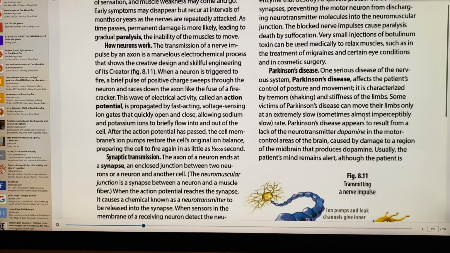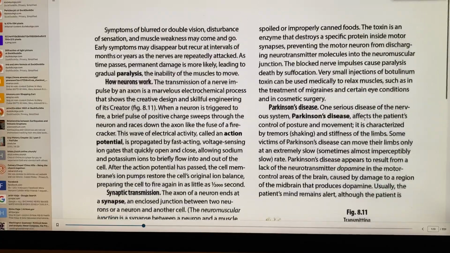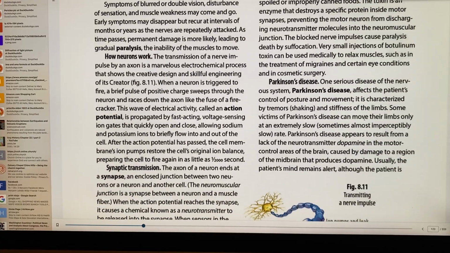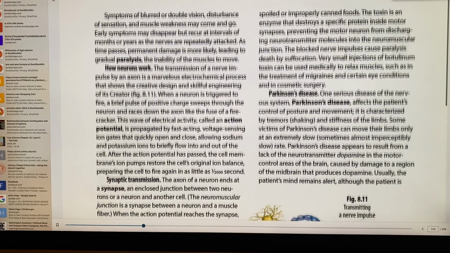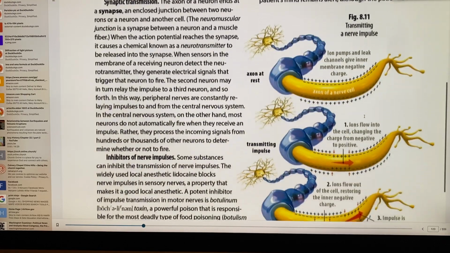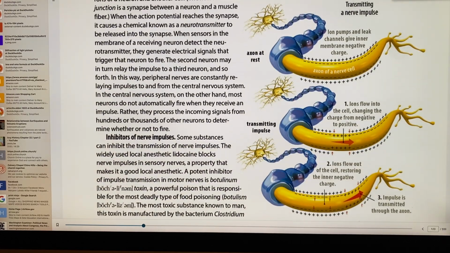So another topic is synaptic transmission, transmitting a nerve impulse. Let's look at this. How does a nerve impulse really work? This is pretty neat to watch. A synapse is where the nerve impulse is activated, to do something. A synapse is an enclosed junction between two neurons, or between a neuron and another cell.